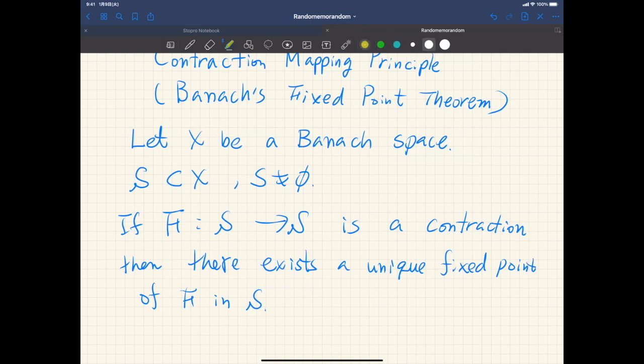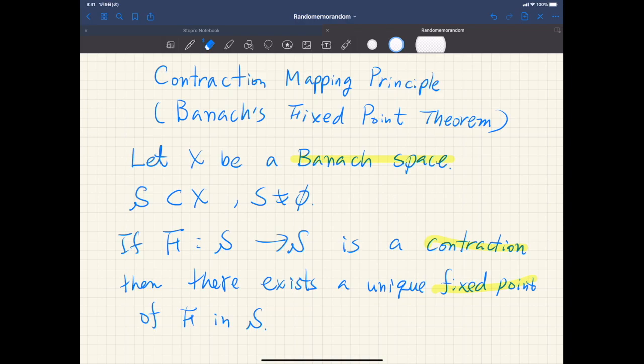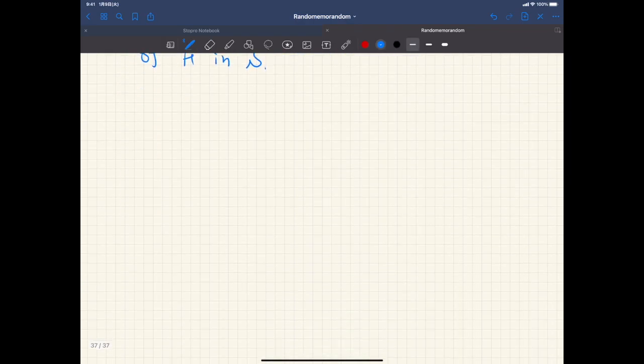So this is the theorem, but there are a bunch of technical terms we need to understand in order to understand what this means. Okay, first of all, we need to understand what a Banach space is, and what is contraction, and what is a fixed point. So we are going to define these notions in turn. Alright, first we need to define the notion of the norm. Okay, I assume you already know something about vector spaces. So here's the definition of the norm.